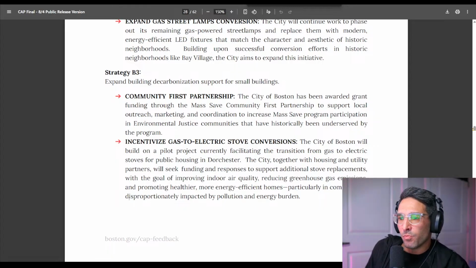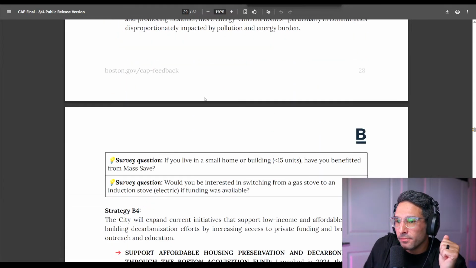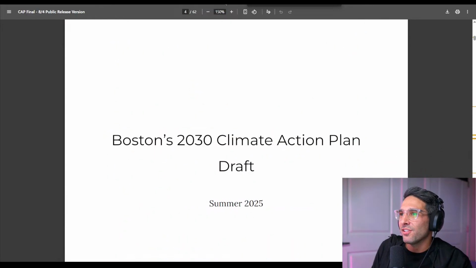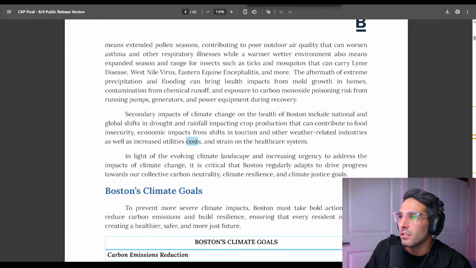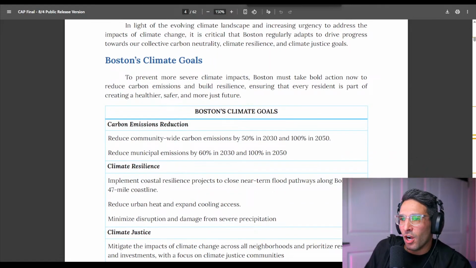particularly in communities disproportionately impacted by pollution and energy burden. Oh, my Lord. Let's see if there's a cost. Do they have any metrics on cost? Here we go. Carbon emission reduction.